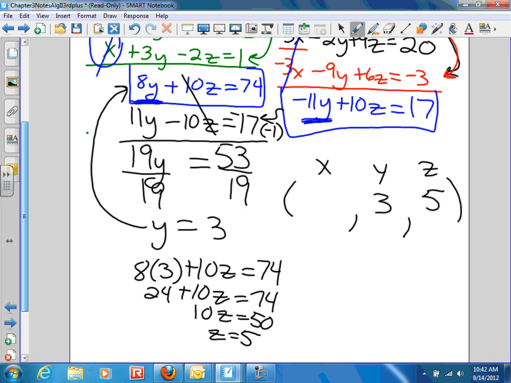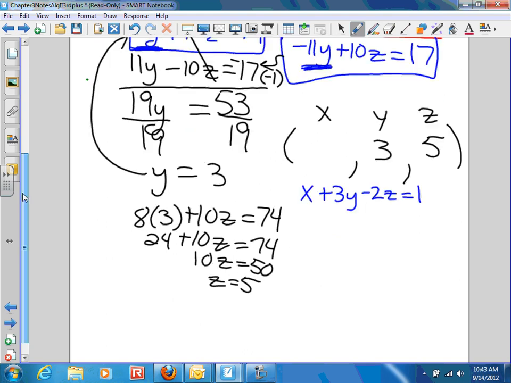I'm going to go back into the third equation that was on our original equation. I'm going to write it down right here. It was x plus 3y minus 2z equals 1. That was the one with the smallest values in it. It was the easiest to work with when we're substituting in.